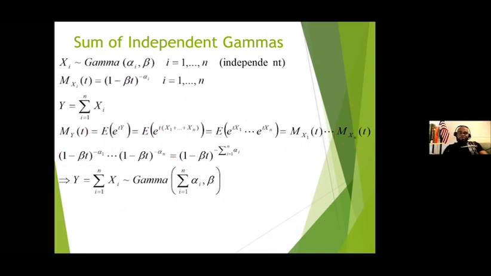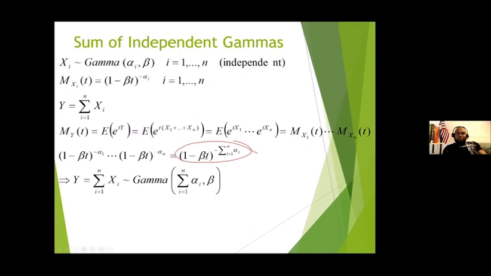Now, what am I trying to talk about right now? What I'm trying to say is that if a random variable xi follows a gamma distribution with this moment generating function, then the moment generating function of the sum of the random variables is actually this one here. This is what we want to derive. So that is the moment generating function of the sum of random variables that follow a gamma distribution.